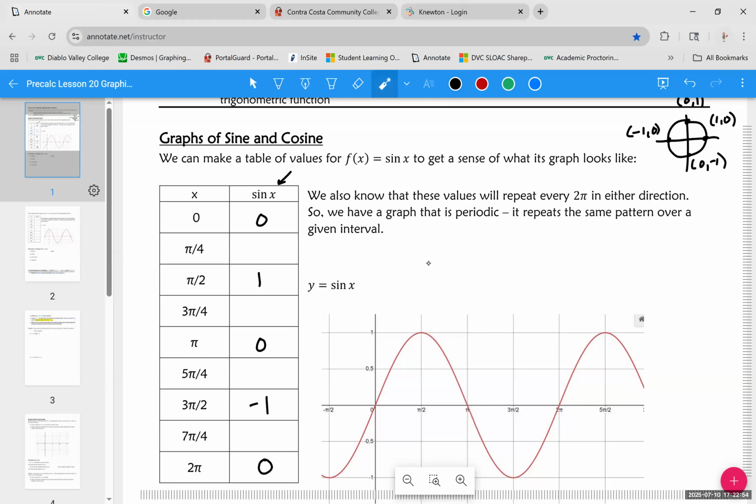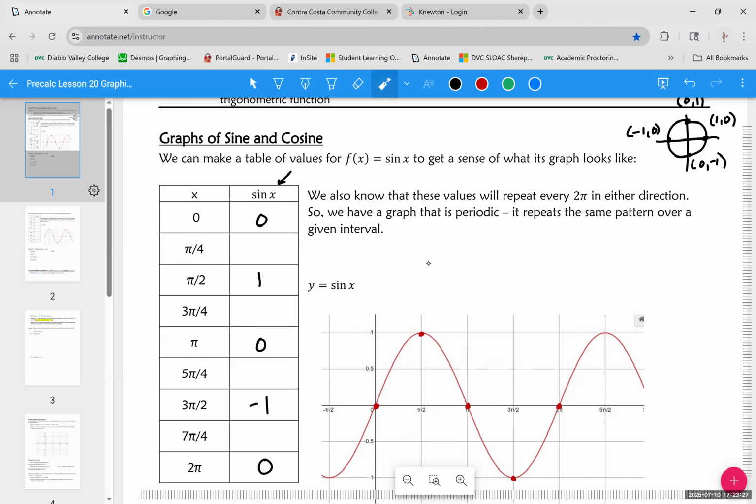And you can kind of see that if we were to go around again, so I got to 2 pi, and then if I was going to go pi over 2 more, which would be 5 pi over 2, I would just start the cycle over again. So these values are going to repeat in this pattern every 2 pi. And you can see where they are located on my graph. I have this 0, 0 here. I have pi over 2, 1 here, pi back to 0, 3 pi over 2 down here at negative 1, and then 2 pi is back at 0.